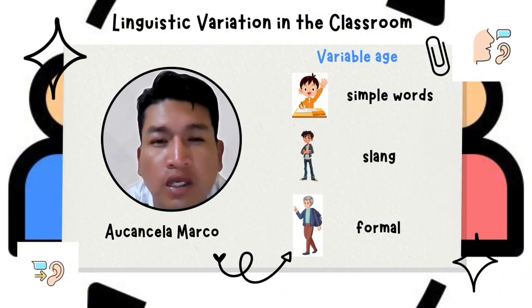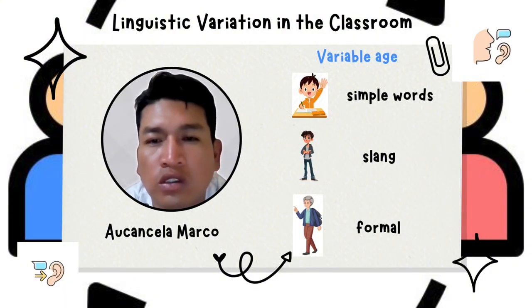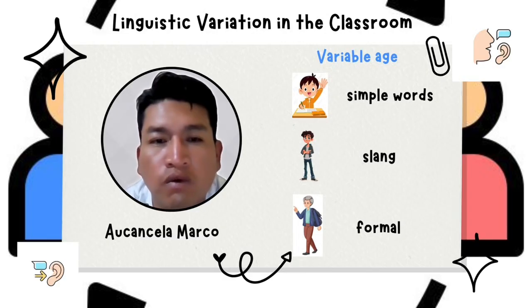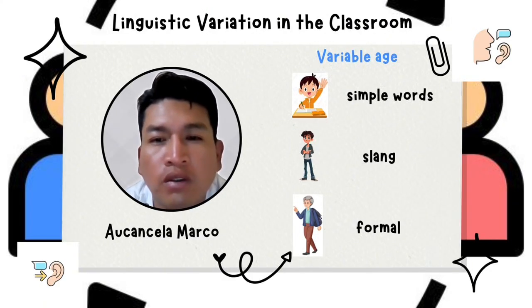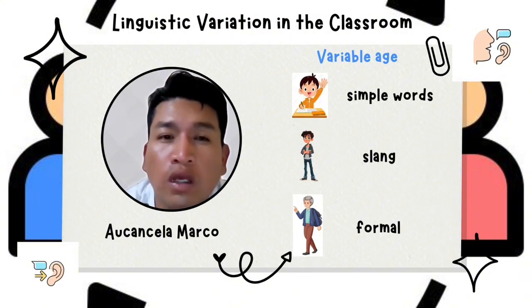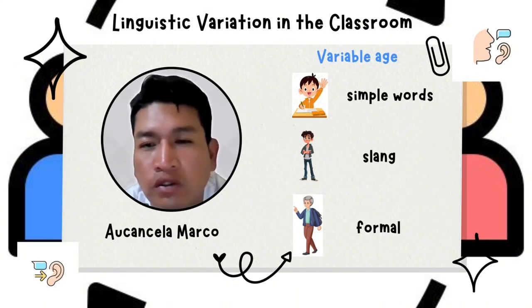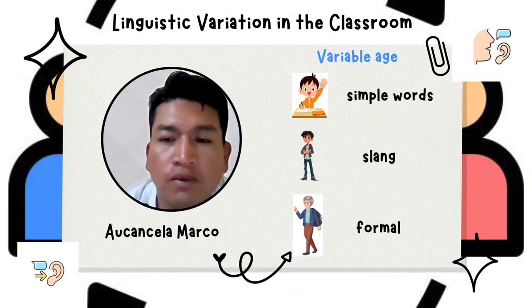One key variable is age. Age has a strong impact on language usage. For example, children often use simple words and short sentences. Teenagers may use slang or informal expressions, and adults usually prefer more formal language. In the classroom, this means we must adapt our methods to the age we are teaching so students can understand and participate effectively.